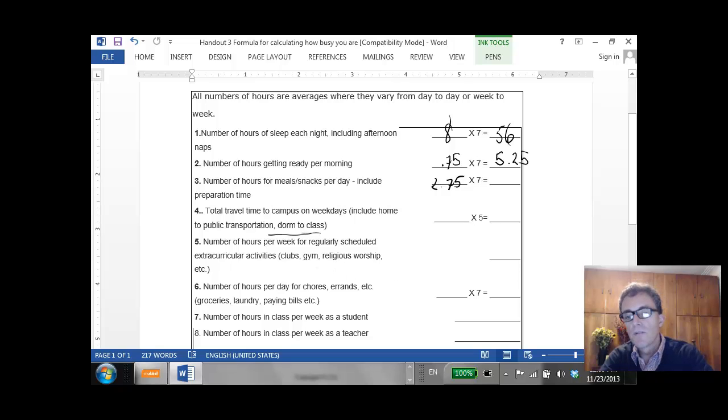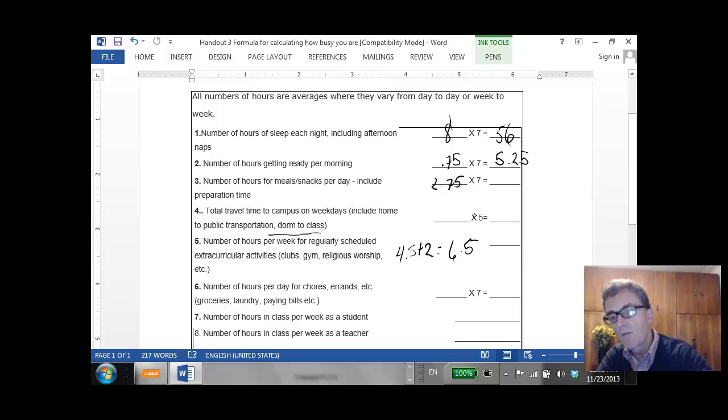Let's say that you go to the gym 3 times a week and spend an hour and a half. That's 4.5 hours. And let's say that you also belong to a club on campus, for example, you're from Indonesia and you belong to a South Asian or East Asian club on campus, and that meets once a week for 2 hours. So that would be plus 2. So you've got 6.5 hours per week. We didn't multiply by 7 because we're not doing this every day.